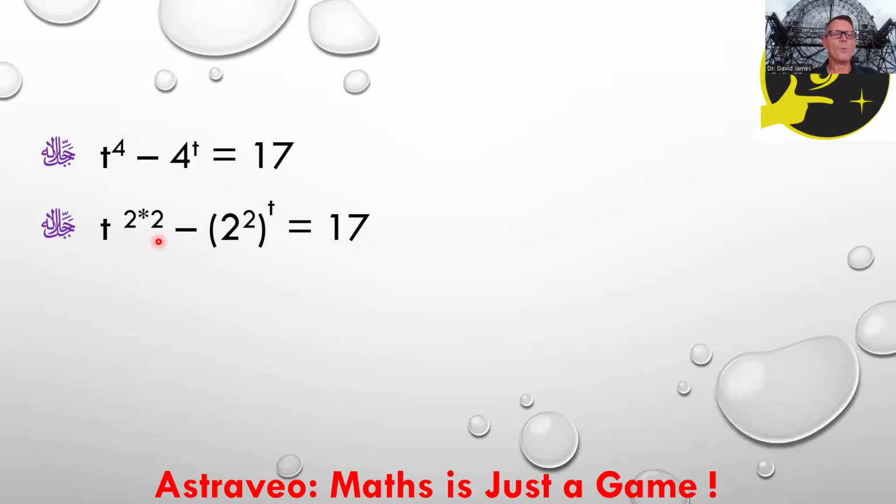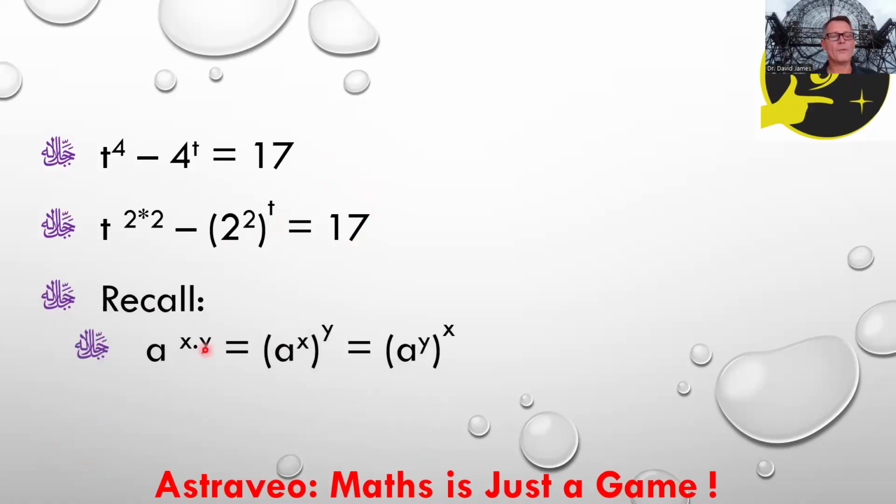What we can do here is turn this t to the power 4 into t to the power 2 times 2. It's squared, so essentially it's t squared times t squared. And then you can do the same with the 4. You can deconvolve it into 2 to the power 2, all raised to the power t. So now we've deconvolved the first equation, and we're starting to see some interesting patterns come out.